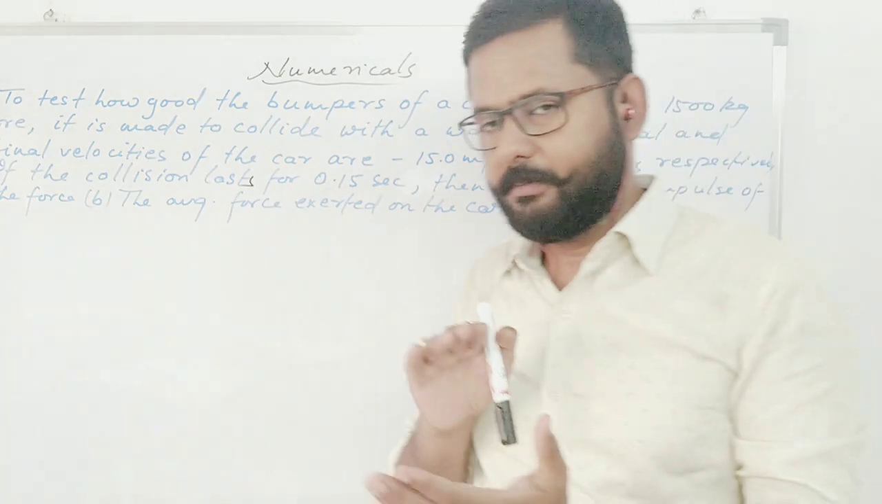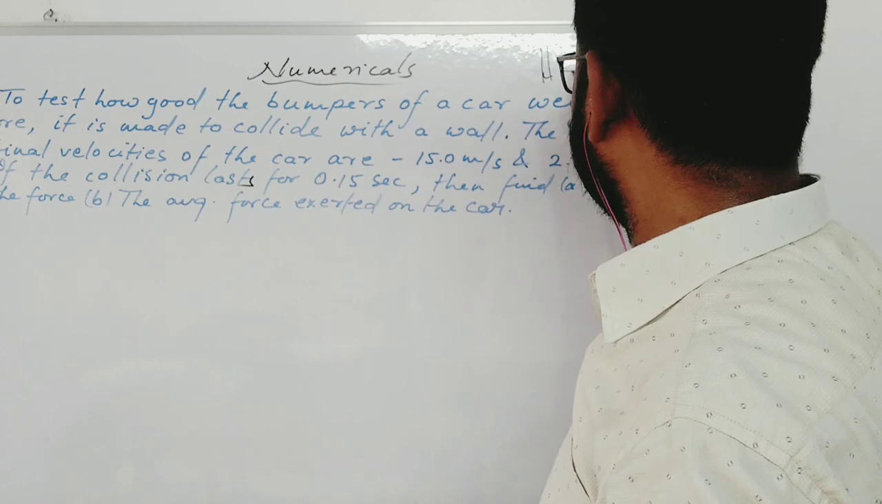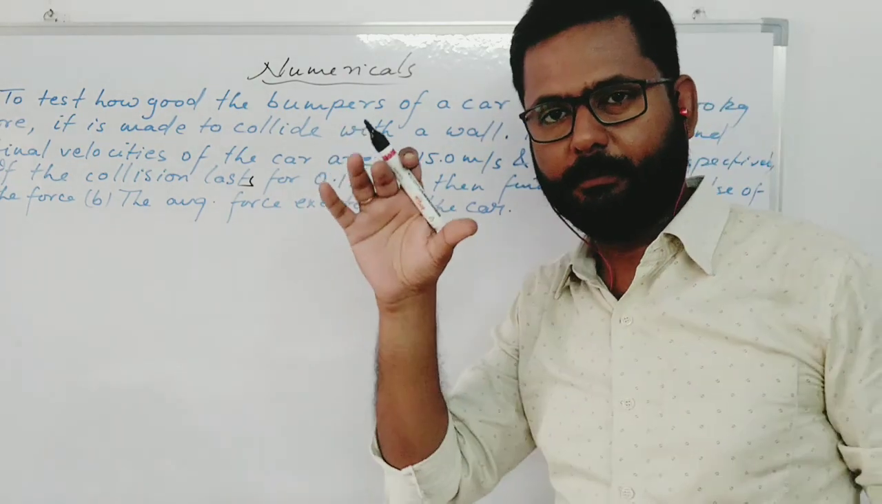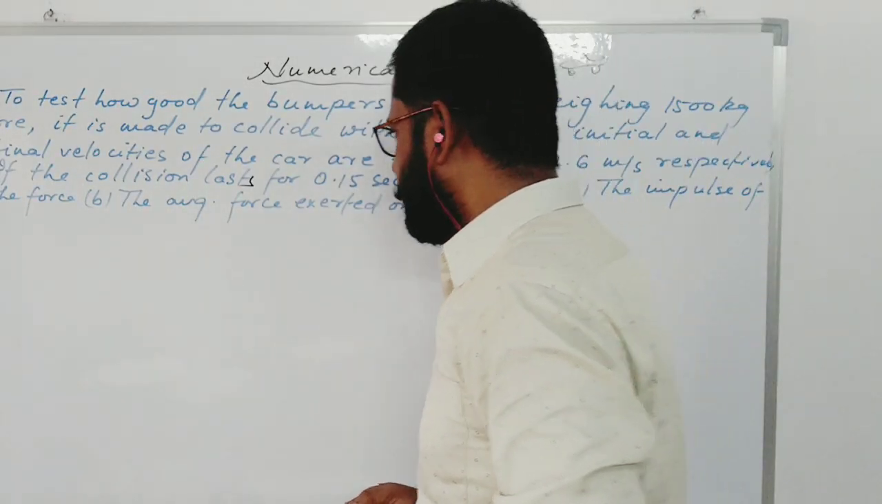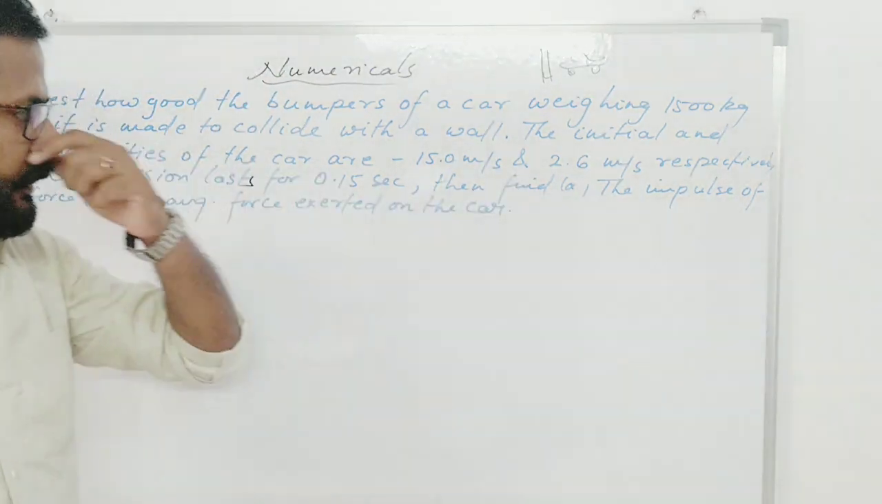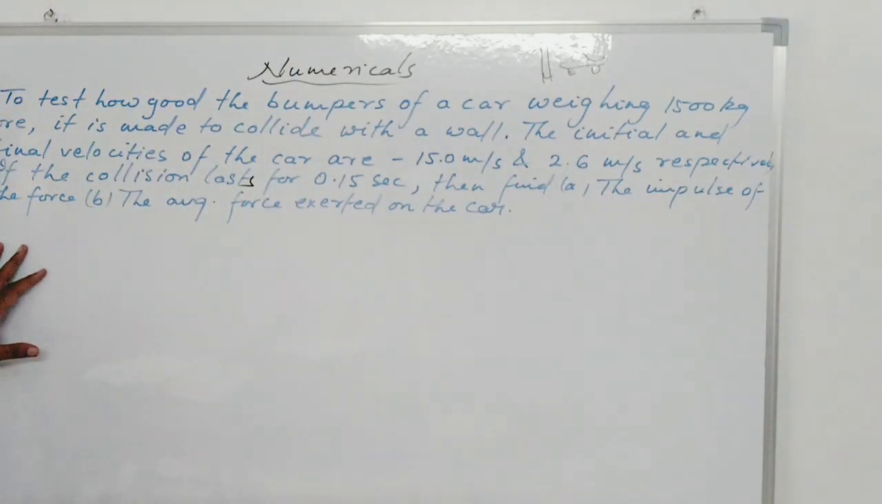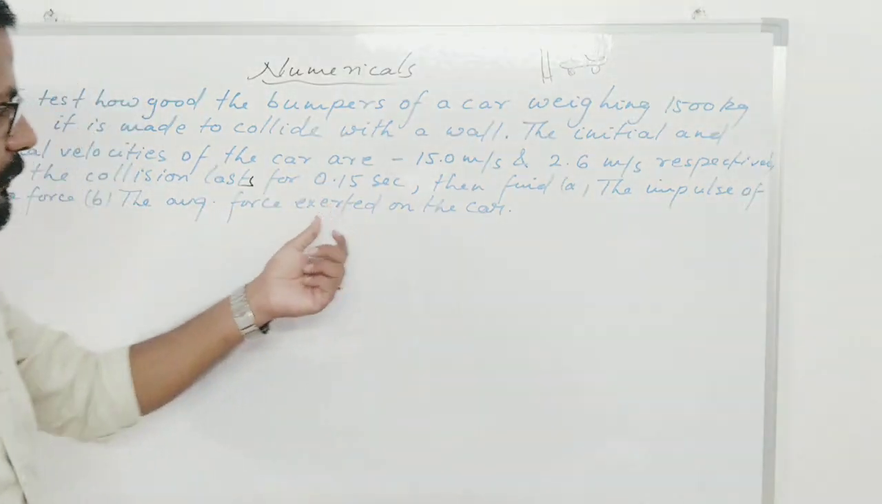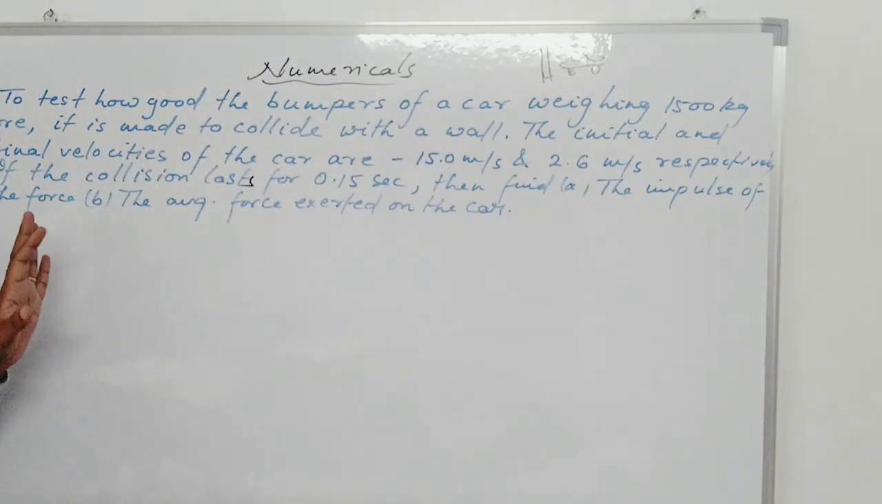मीन्स क्या कहना चाह रहा है क्वेश्चन में? एक कार है, उसको एक बॉल से कोलाइड किया जा रहा है, ये देखने के लिए कि उसका बम्पर जो है कितना मजबूत है। गॉट इट? तो उस समय जब कोलाइड कर रहा है, तब बिफोर कोलिजन उसकी वेलोसिटी है 15 मीटर पर सेकेंड, ओके, और कोलिजन के बाद उसकी वेलोसिटी है 2.6 मीटर पर सेकेंड, और ये कोलिजन का जो टाइम है वो है 0.15 सेकेंड. So what we have to find? The impulse of the force and the average force exerted on the car. So let's see what is given.